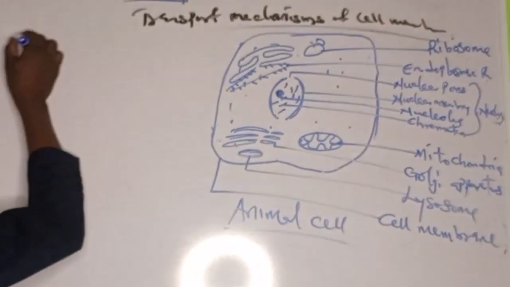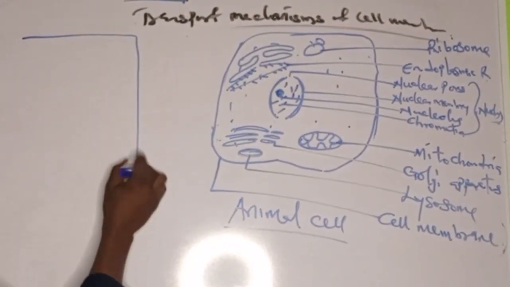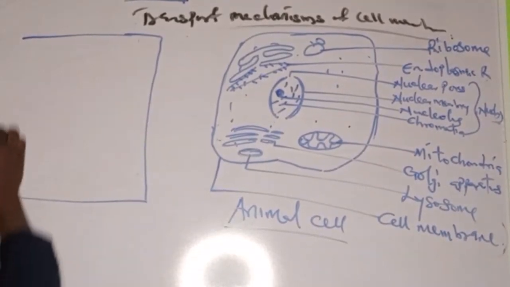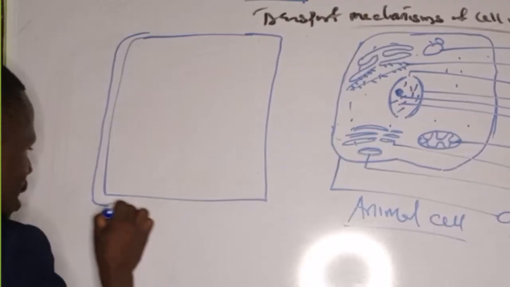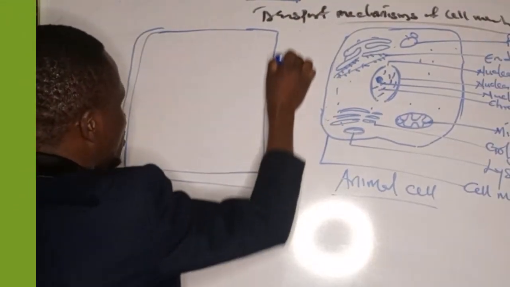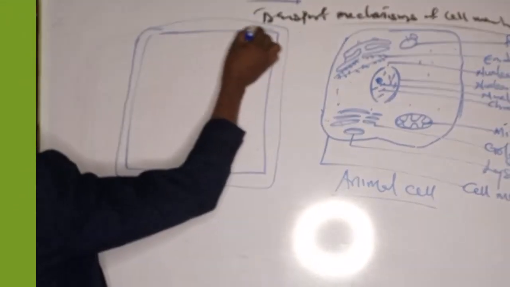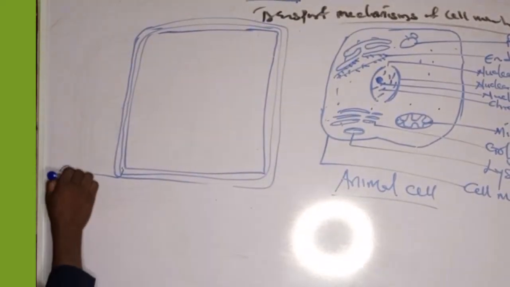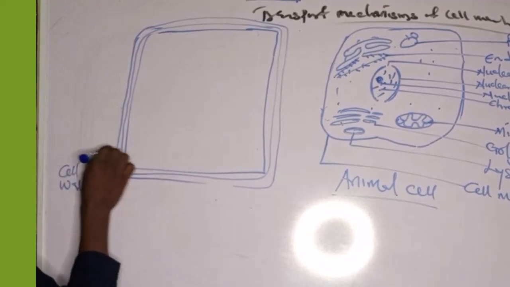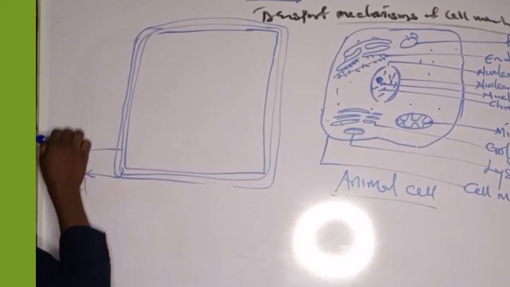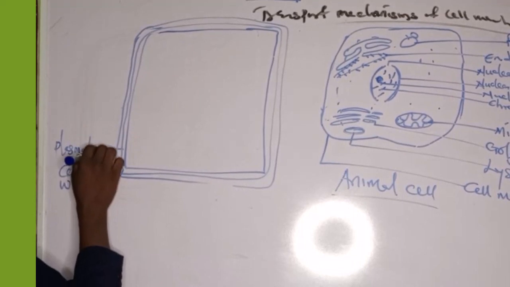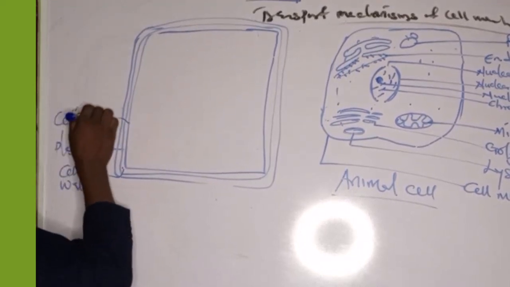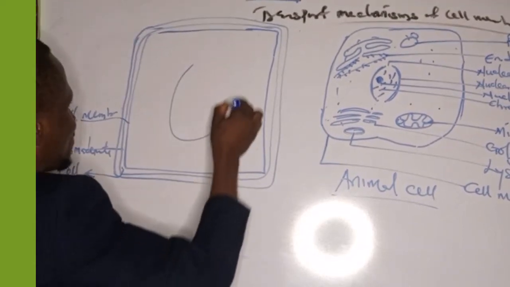I can in the same way draw my plant cell. If I draw my plant cell, I will ensure that I put the next one, which is the cell wall. This is the cell wall. I can call this place plasmodesmata. This inside is the cell membrane. Plant cell has a large vacuole.